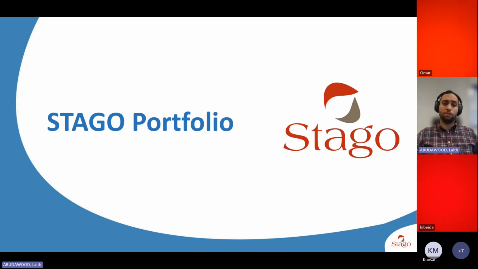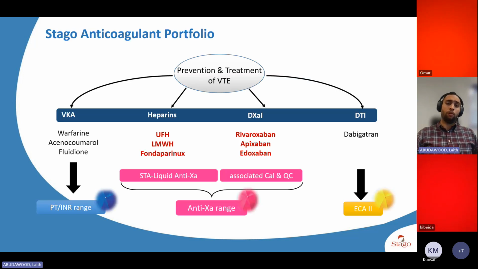So first, we will go over the portfolio. Now, as you know, we have tools for vitamin K antagonist monitoring, namely PT/INR, which you are all very familiar with. It's the Neoptimal or Neoplastine product line. Our concern for today will be heparins monitoring and direct TNA inhibitors monitoring. For heparins, we have the unfractionated heparin, low molecular weight heparin, and fondaparinux. And for direct TNA inhibitors, the rivaroxaban, apixaban, and edoxaban. These are all monitored using the same exact kit, which is a liquid anti-TNA kit.